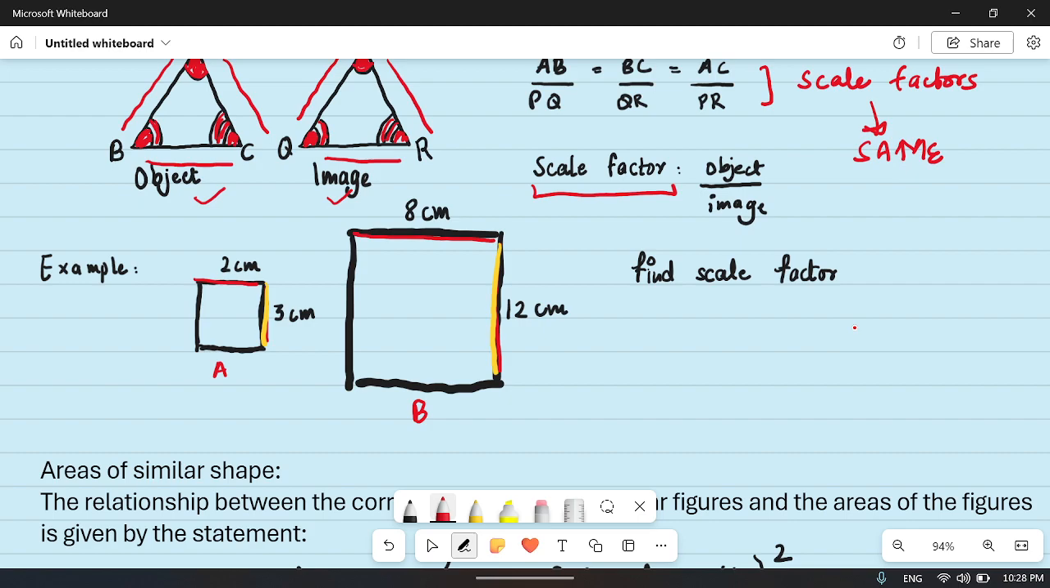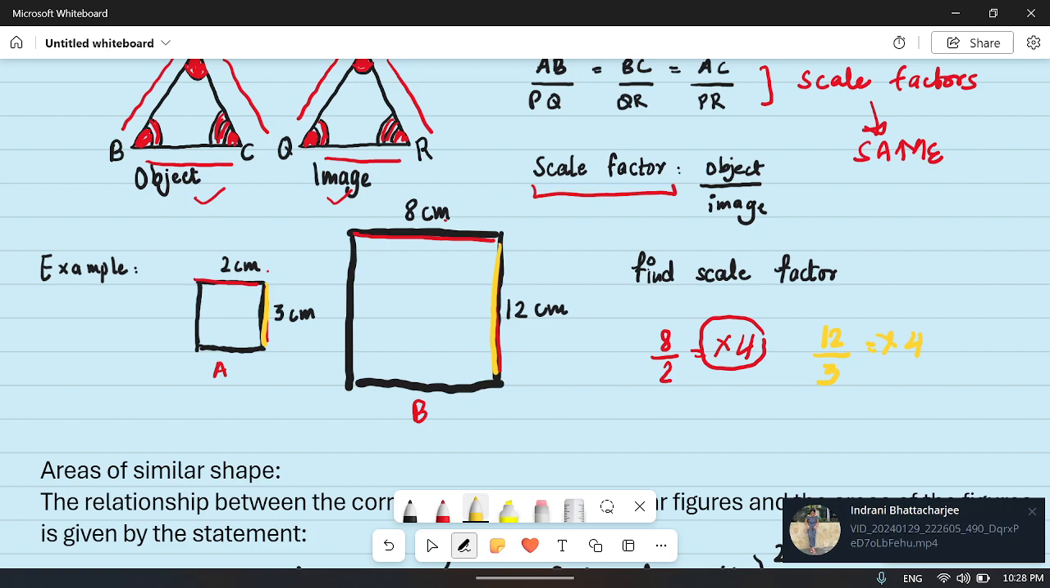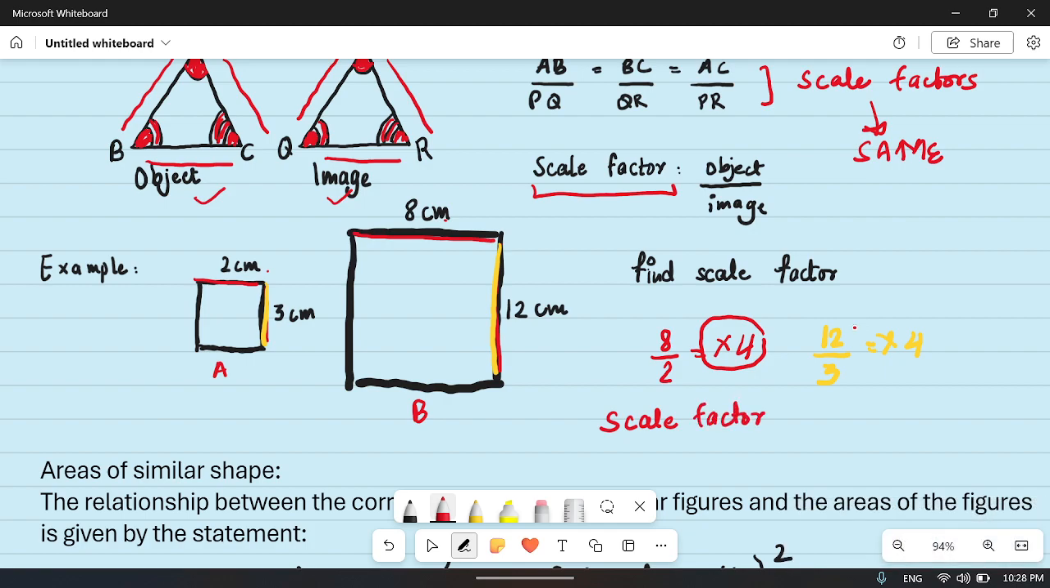So to find the scale factor, this is what we will do. 8 divided by 2 gives us 4, and you add an x, that means times 4, and this is the scale factor. If you don't trust me, let's try for the other one. 12 divided by 3 also gives me 4, so times 4, and hence the scale factor is times 4.